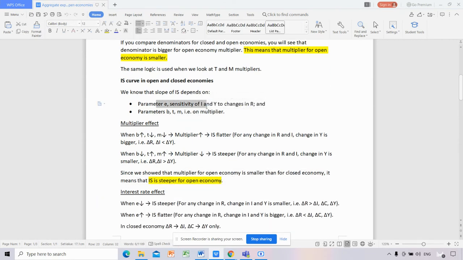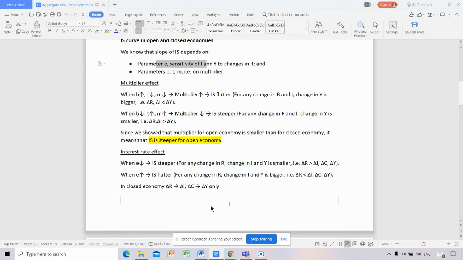But if you look at parameter E, the opposite conclusion will hold. So when E is smaller, IS is steeper. For any change in interest rate, the change in income and investment is smaller, because E is small. But when the sensitivity parameter E is large, IS is flatter. For the same change in interest rate, the change in income and investment would be larger.